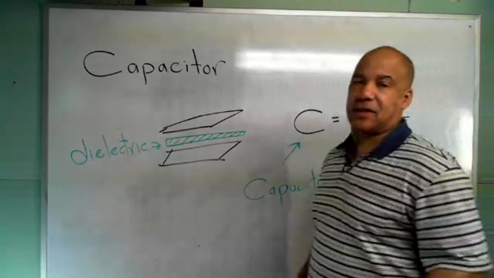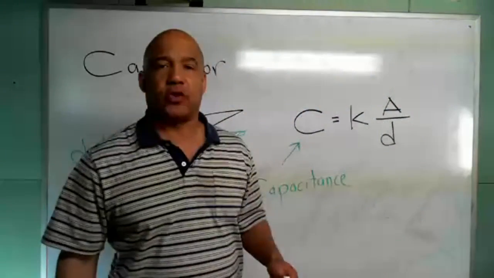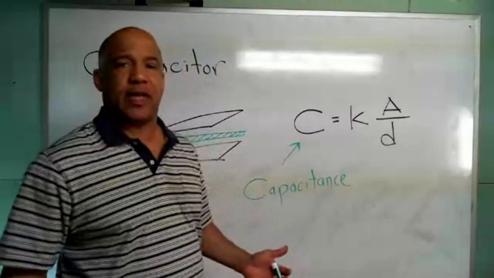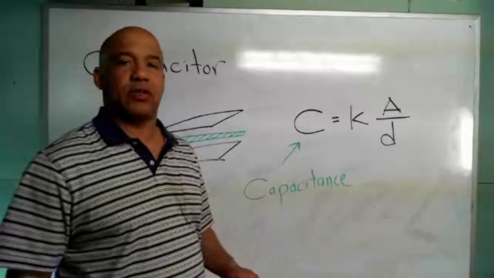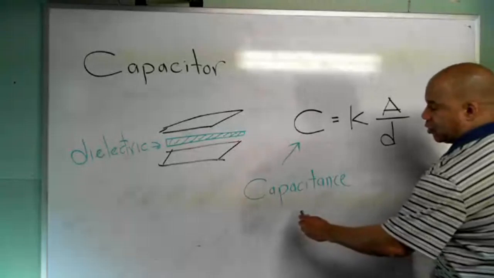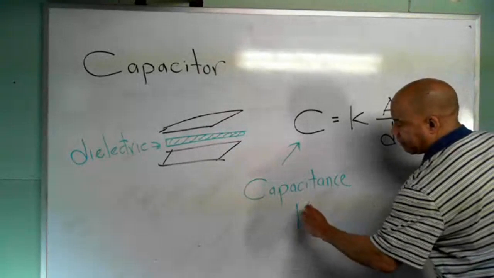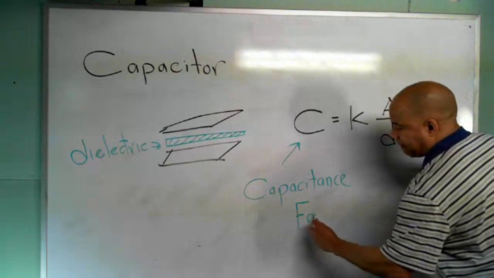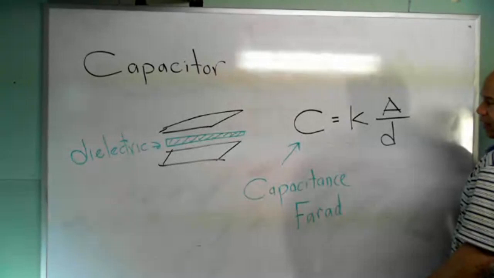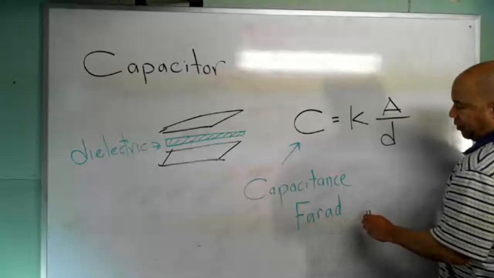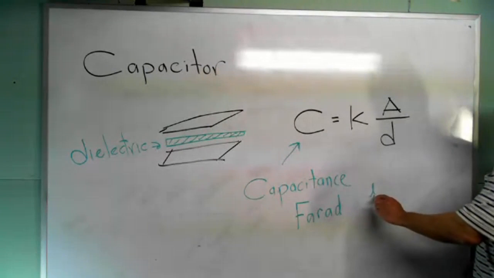And the capacitance is the device's ability to store charge. The more capacitance it has, the higher the capacity to store charge. The C stands for capacitance. The unit is a farad. And that's a pretty big unit, so you're more likely to see microfarad and picofarad.